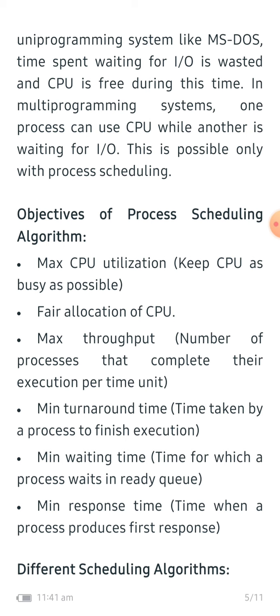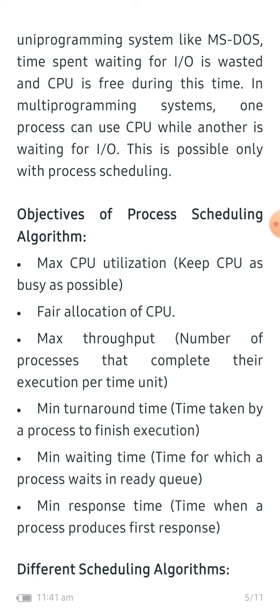There are some objectives of a process scheduling algorithm. First is max CPU utilization, that means keep the CPU as busy as possible. Next is fair allocation of CPU. Next, max throughput, that means the number of processes that complete their execution per time unit. Next, minimum turnaround time, that means the time taken by a process to finish execution. Next, minimum waiting time.